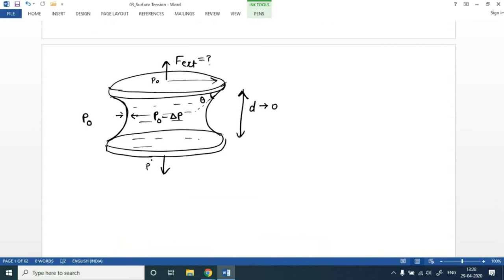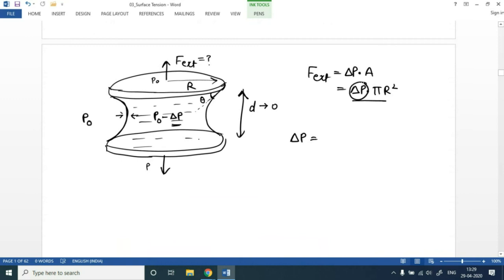So in order to separate them, we need to apply an equal and opposite force, and that force would be the pressure difference, delta P, times the area of the disk. So F external is delta P into the area of the disk. Let's say the radius of the disk is capital R, so the area is pi R square. We now want to find this delta P to substitute it in this equation.